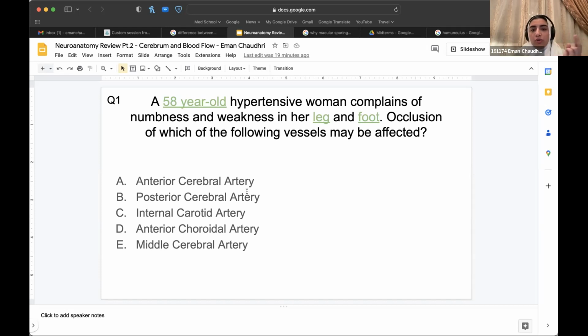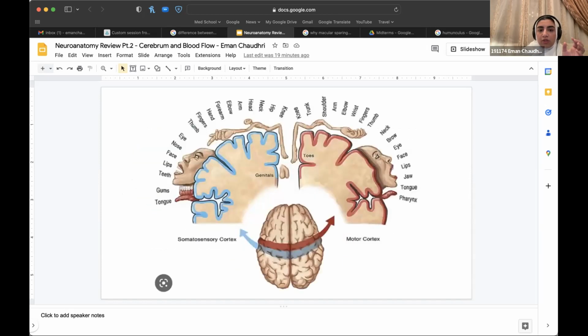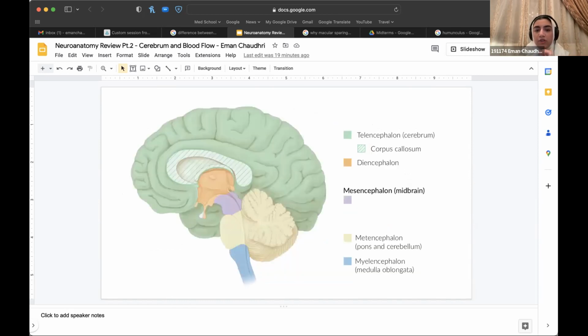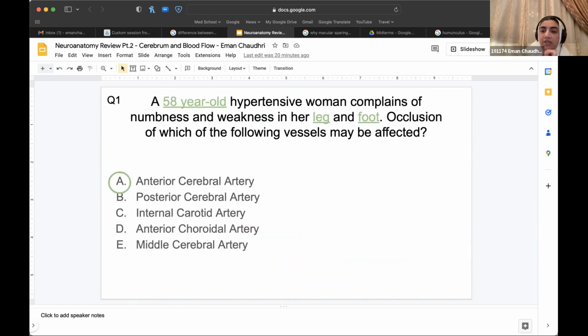So leg and foot, you know, on the homunculus, where is that? And if we go back a few slides, we know that the leg and foot is over here. And what supplies this? Like Nafsa said, A, anterior cerebral artery. So yes, you are correct, it's anterior cerebral artery. Okay, for the next question.